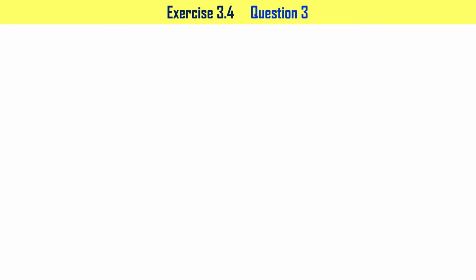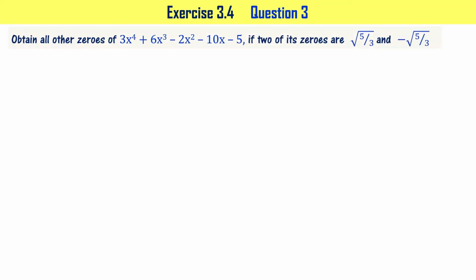Question number 3 is: obtain all other zeros of 3x power 4 plus 6x cube minus 2x square minus 10x minus 5, if two of its zeros are square root of 5 by 3 and minus square root of 5 by 3. This is a polynomial of fourth degree, right? And we are given two of its zeros. We are asked to find all other zeros of the given polynomial.